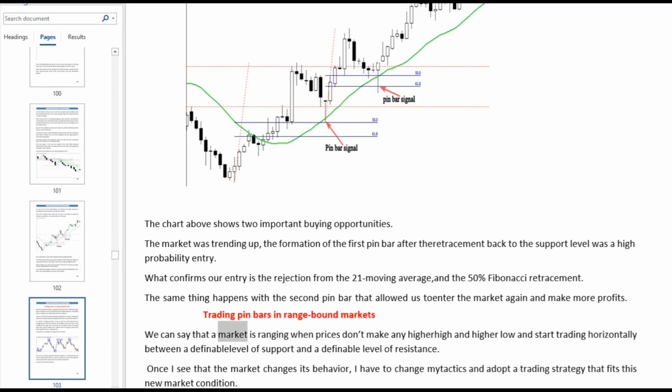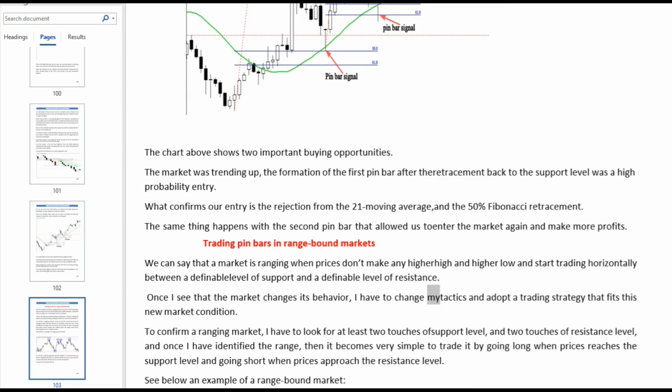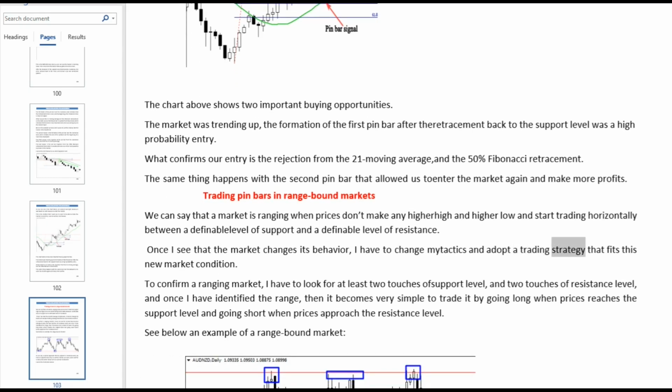Trading pin bars in range-bound markets. We can say that a market is ranging when prices don't make any higher high and higher low and start trading horizontally between a definable level of support and a definable level of resistance. Once I see that the market changes its behavior, I have to change my tactics and adopt a trading strategy that fits this new market condition.